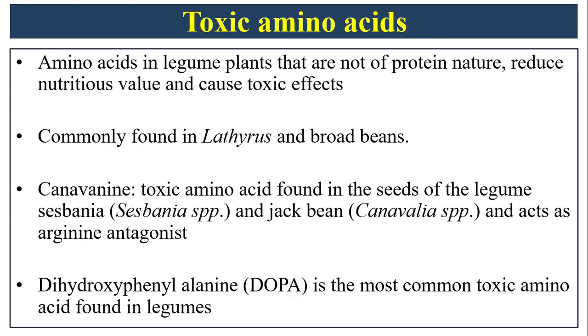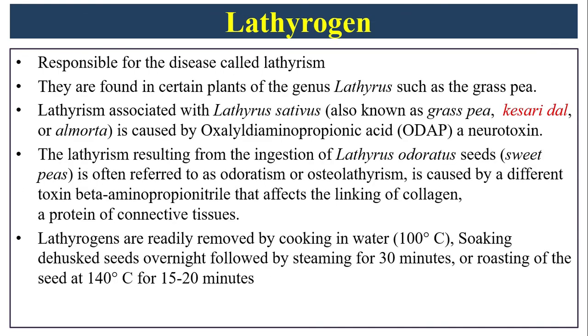Toxic amino acids. Amino acids in legume plants that are not of protein nature reduce nutritive value and cause toxic effects. Commonly found in lathyrogen and broad beans. Canavanine, a toxic amino acid found in the seeds of the legume Sesbania and jack bean, acts as an arginine antagonist. Dihydroxyphenylalanine (DOPA) is the most common toxic amino acid found in legumes.